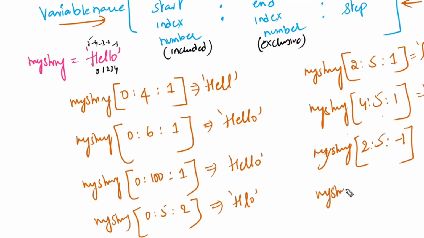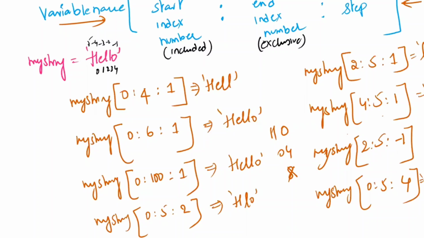My string of 0 to 5 with an increment of 4. Increment of 4 directly. First is 0, 4, 8. 8 is not included. Up to 4 only, maximum of 4. That is H and O. The output of this is the string H and O. The last number should not be included in slicing.